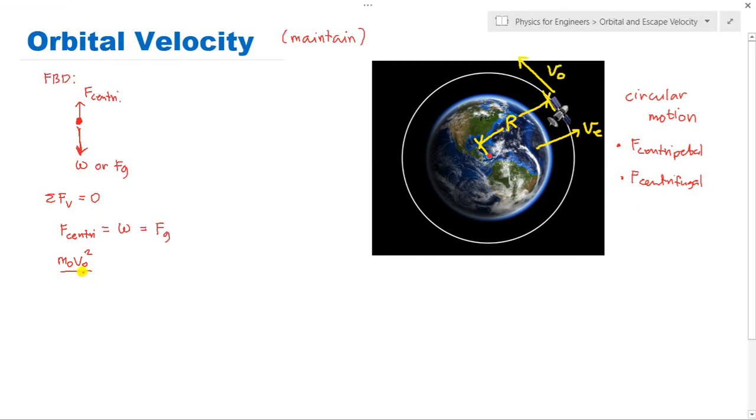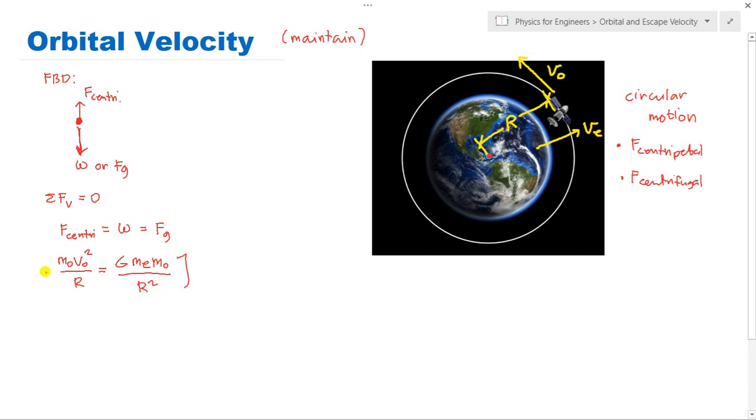So we have MO VO squared all over, for the centripetal, the distance from the object to the fixed axis. So here that is equal to r, which is equal to the weight or the gravitational force. So we start with the gravitational force. That is equal to G, then the mass of the Earth, since Earth is our reference celestial body, then the mass of the object all over the square of their distance. So that is r squared.